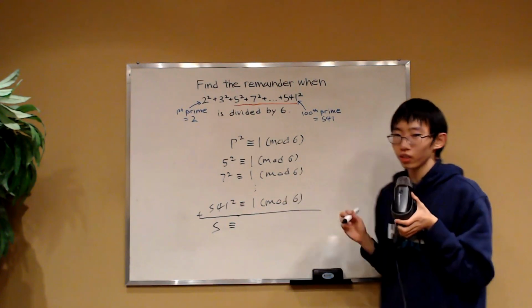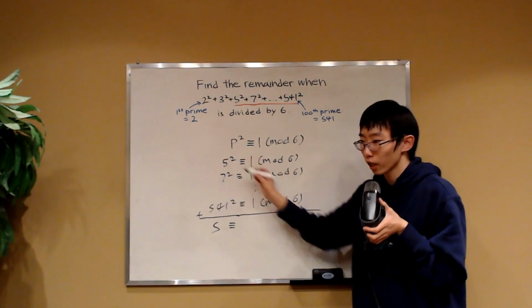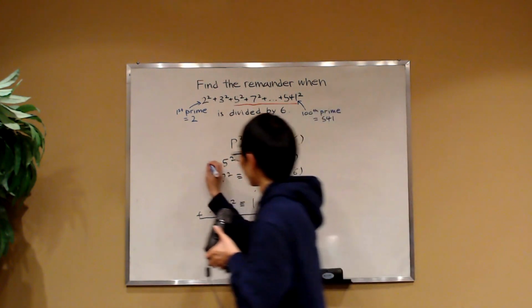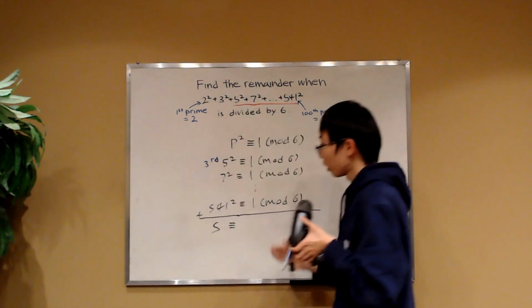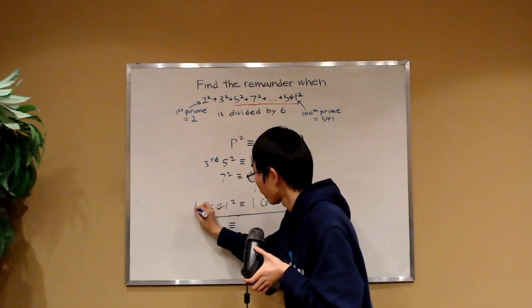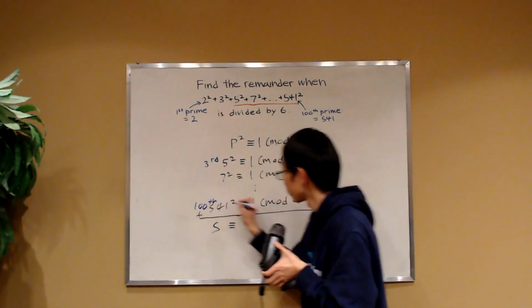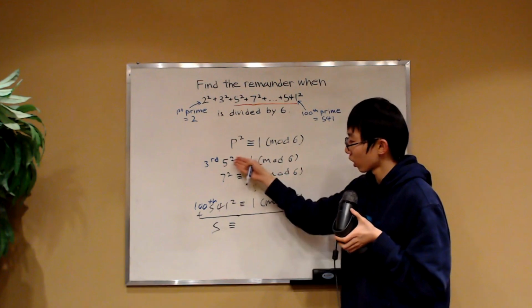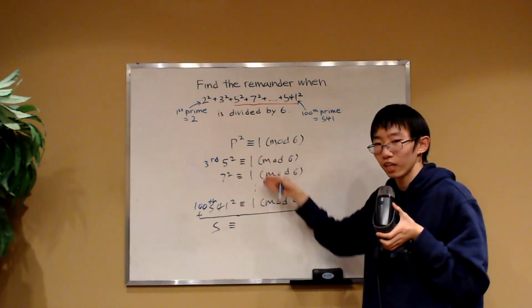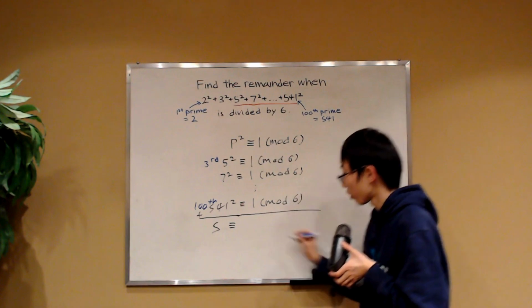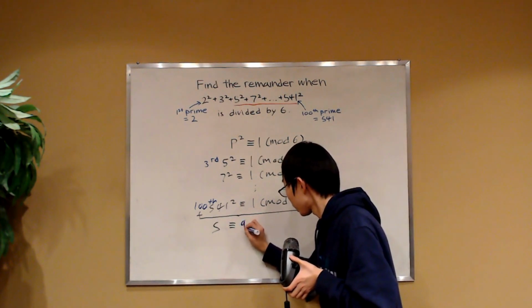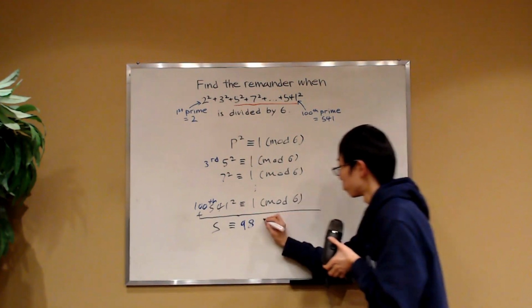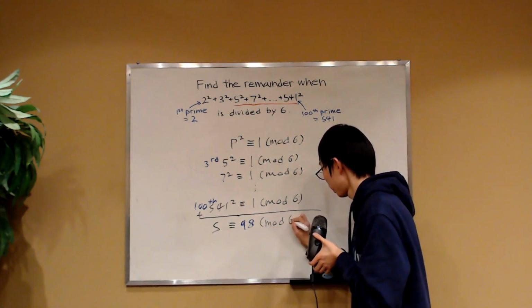So how many 1s are there? Well, this is the third prime, and this is the 100th prime. So altogether, if you count, there would be 98 terms being added. So there are actually 98 1s being added. So on the right hand side, we have S is congruent to 98 mod 6.